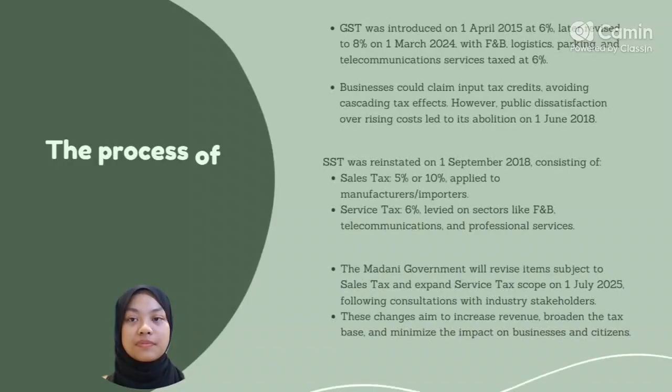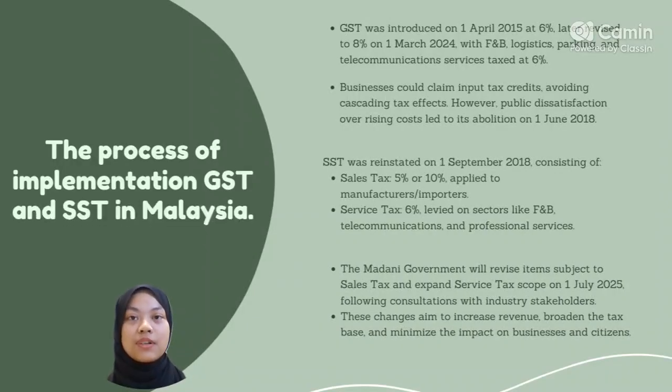Okay, so this is the process of implementation of GST and SST in Malaysia. GST was introduced on 1 April 2015 at 6%, later revised to 8% on 1 March 2024, with F&B, logistics, parking, and telecommunication services taxed at 6%. Businesses could claim input tax credits, avoiding cascading tax effects. However, public dissatisfaction over rising costs led to its abolition on 1 June 2018.